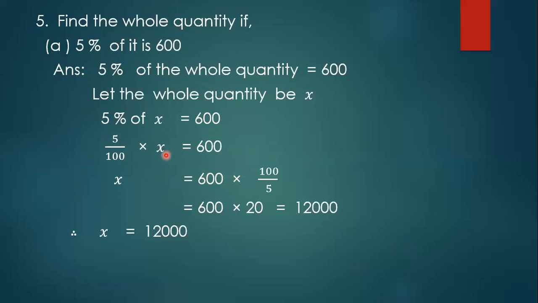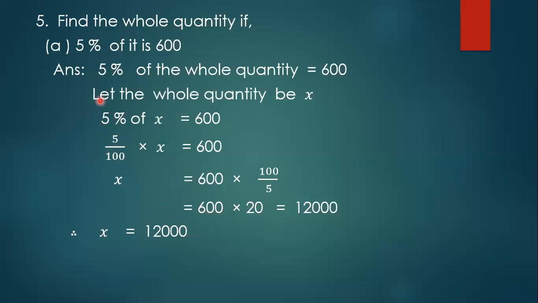Understood, children? So x is equal to 600 multiplied by the reciprocal or the inverse of this number. 5 upon 100 will change into 100 upon 5. So 6 into 100 upon 5. Now we can divide 100 by 5. 100 divided by 5 will be 20. 5 twos are 10... 5 twenties are 100. So 600 into 20 will give 12,000. 6 twos are 12, and give 3 zeros. So therefore x is equal to 12,000.